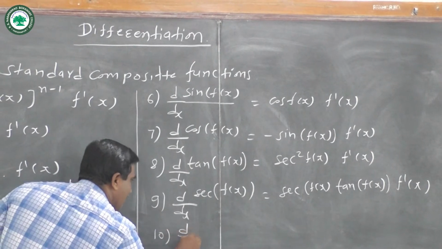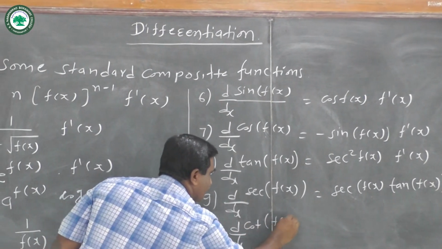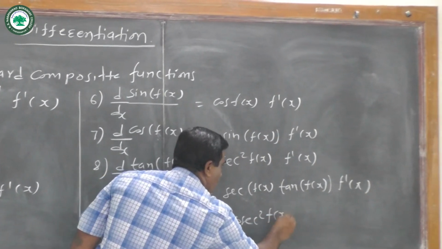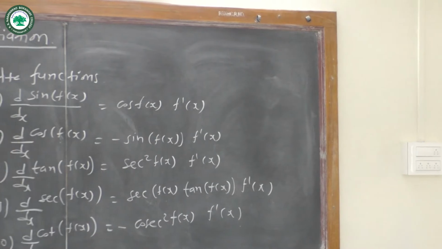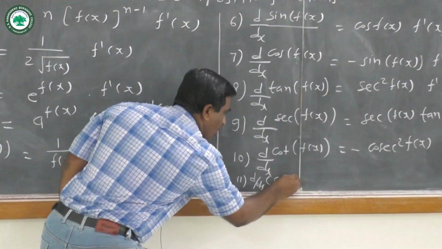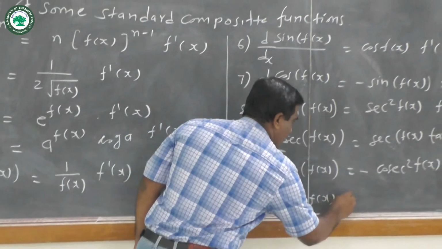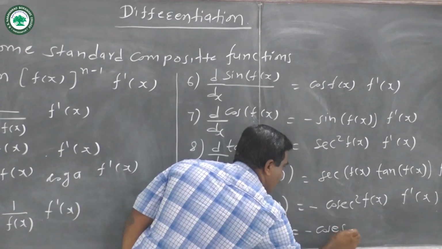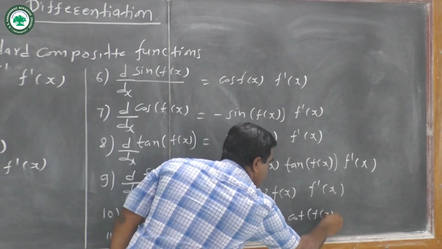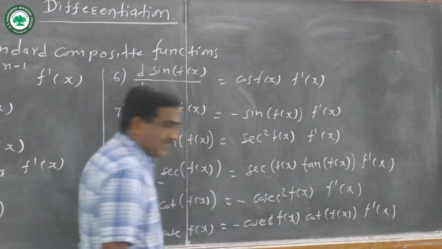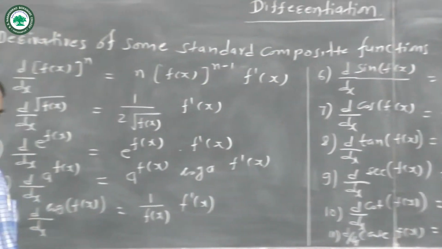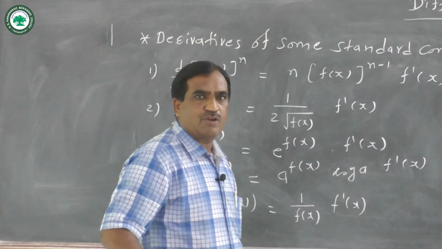Further, number 10th, dy/dx of cot f(x) is equal to minus cosec square f(x) into f'(x). Number 11, dy/dx of the function cosec f(x) is equal to minus cosec f(x) into cot f(x) into f'(x). Now these are the derivatives of some standard composite functions. Using these formulae of composite functions, we can find the derivative of any composite function.